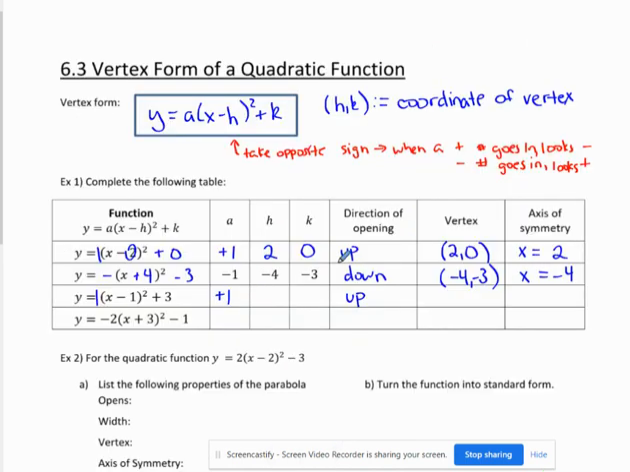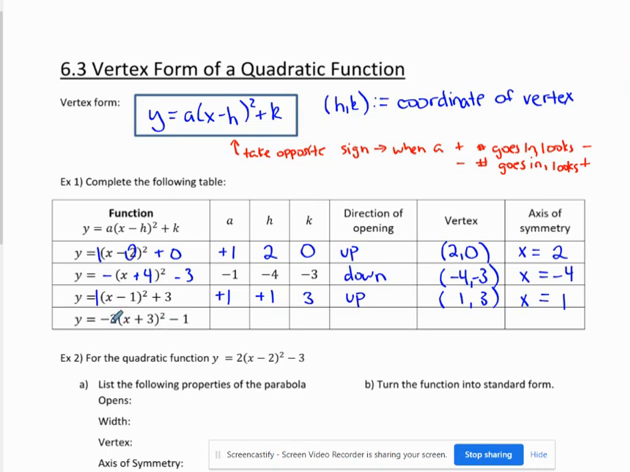Oh, geez, what just happened? Okay, so +1 and 3. Okay, so my vertex will be at 1, 3. So my line of symmetry will be at x equals 1.